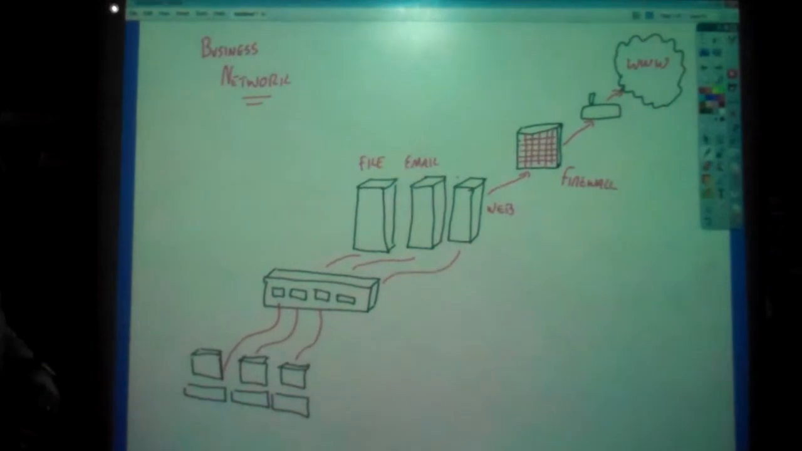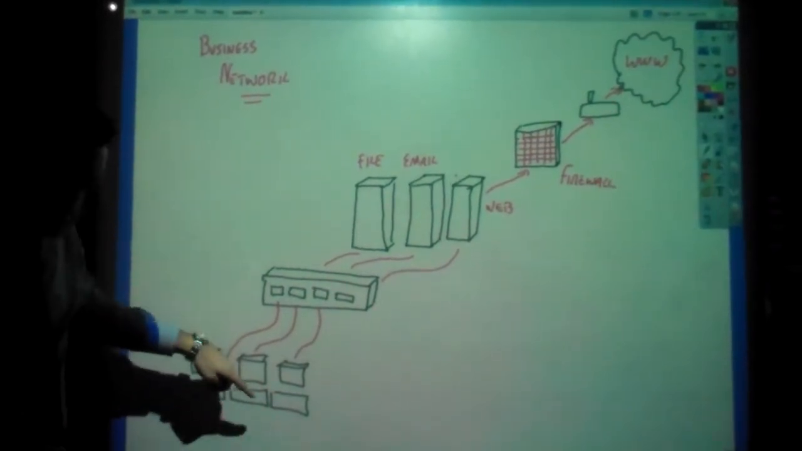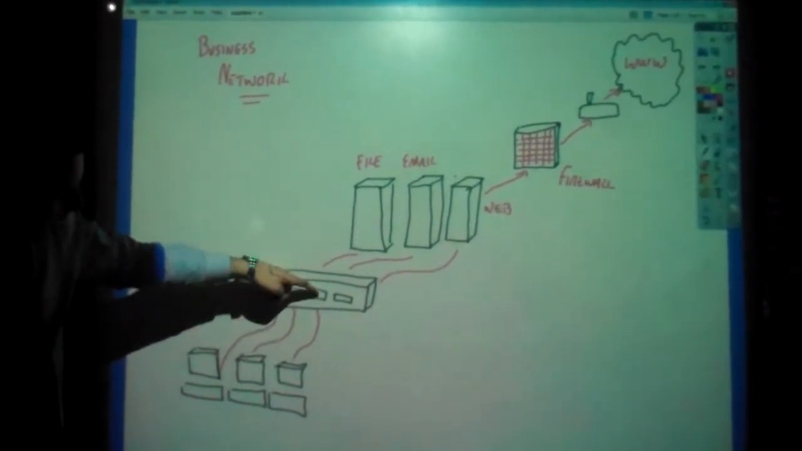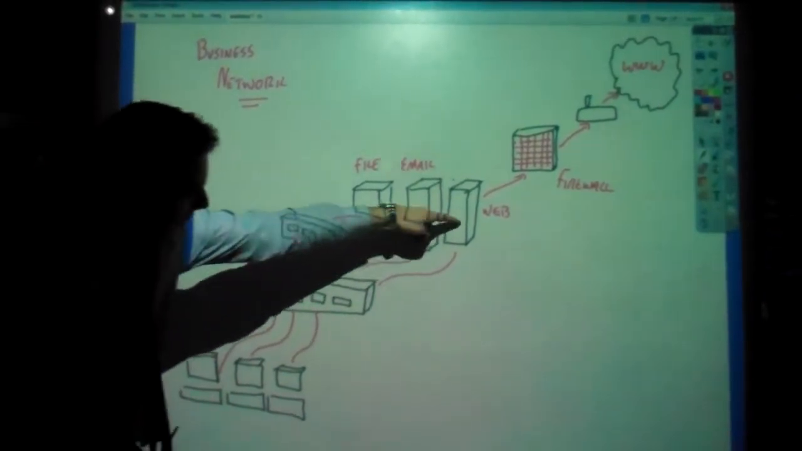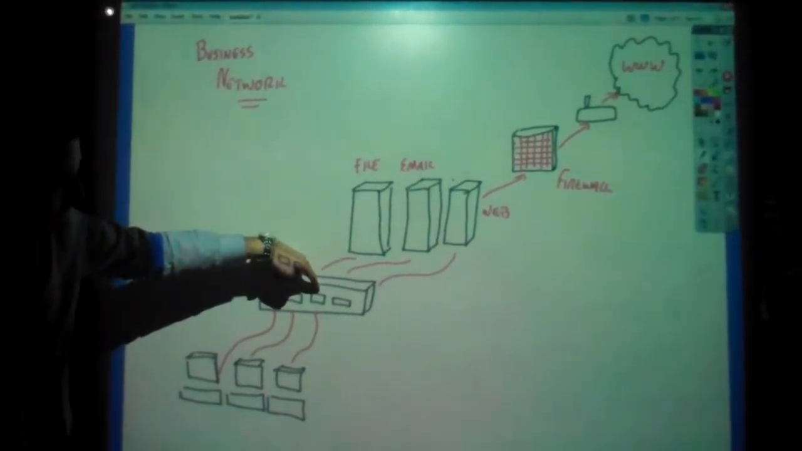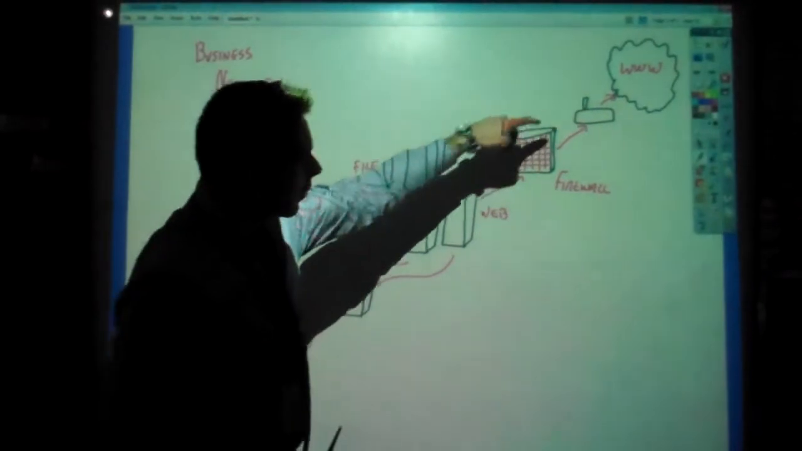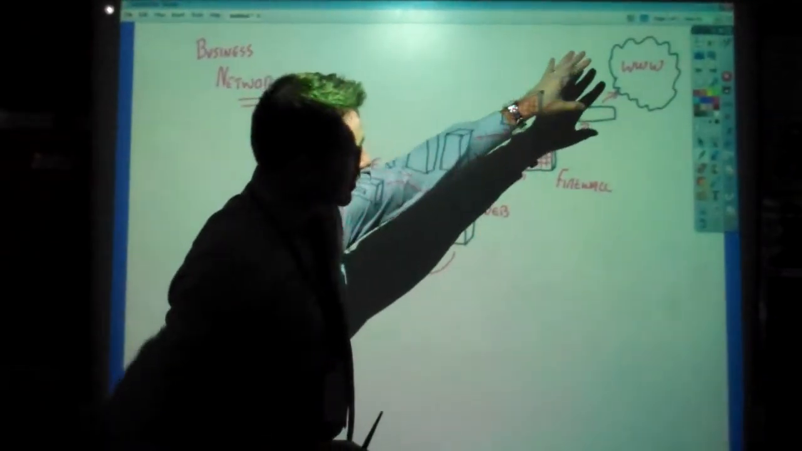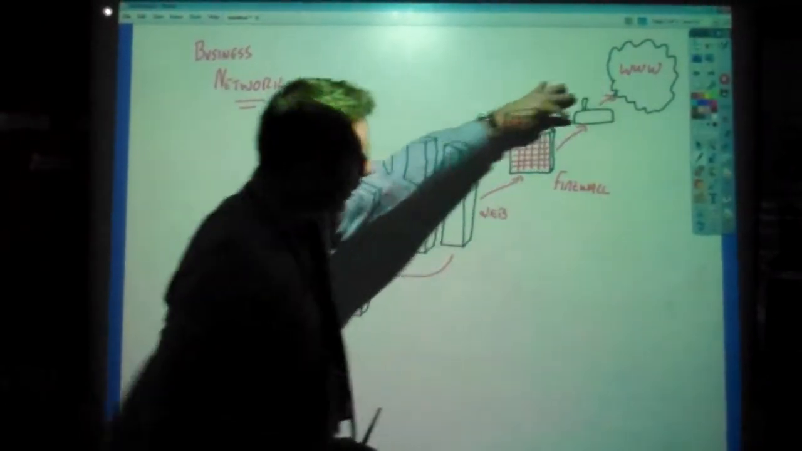Similarly, if we were looking for something from the web, again, the PC puts a request through the switch to the web server. Then it will go through the firewall and the router and make the request out into the internet. It will then take that information back in.